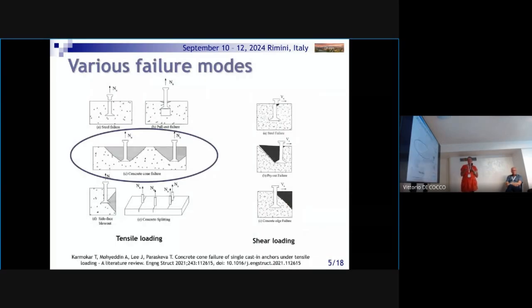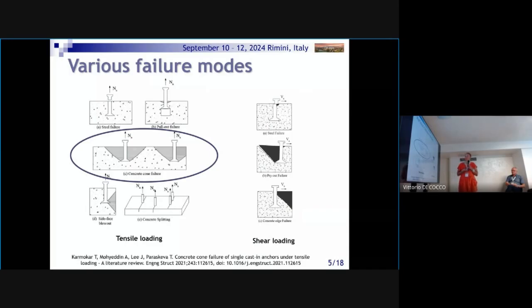So here are some pictures as I promised. On the right side you can see the kinds of shear loading and shear failures of the anchors. We can distinguish steel failure, when the steel anchor is sheared; pry-out failure, when a part of the concrete along the anchor fails; and then we have concrete edge failure, when a part of the concrete at the edge fails.